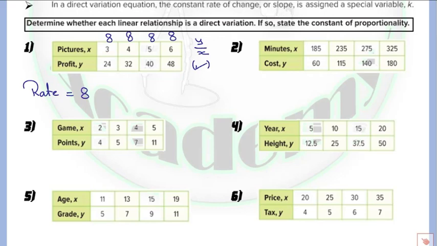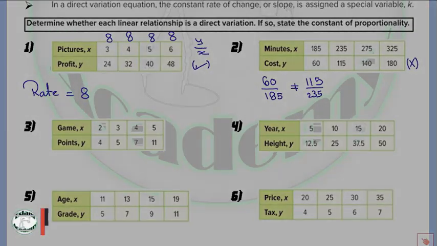In question number 2, we need to find if this relation is proportional or not. At first, we just find the ratio. 60 over 185. If you write the answer in the simplest form, you will not find it. It will not be equal to 115 over 235. Once we have the two ratios not equal, it means this relation is not proportional. Once the relation is not proportional, it means this relation is not direct variation.